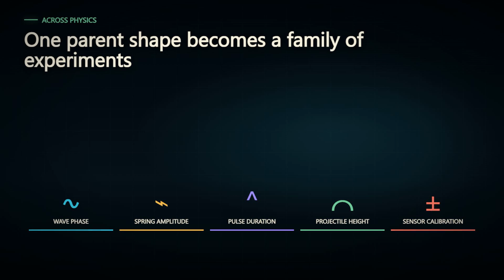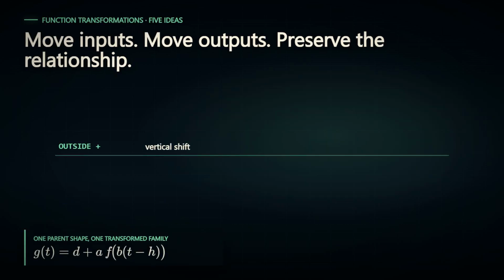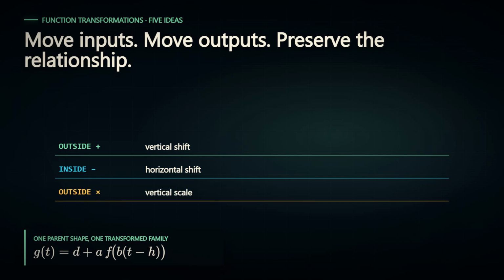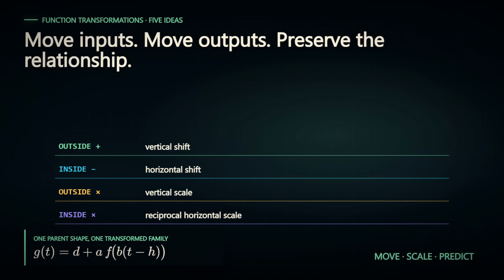Keep 5 connected ideas. Outside addition shifts outputs. Inside subtraction shifts inputs in the opposite visible direction. Outside multiplication scales vertical distances. Inside multiplication scales horizontal distances by the reciprocal. Combined transformations map landmarks, domain, and range before we calculate every point. A function is not one frozen graph. It is a shape we can move, measure, and use.